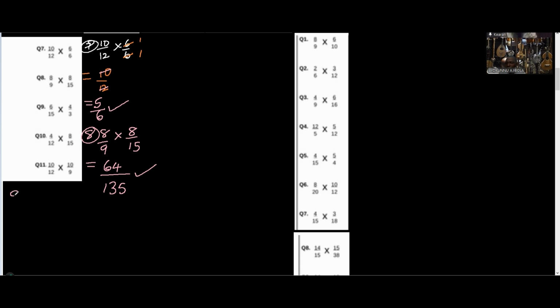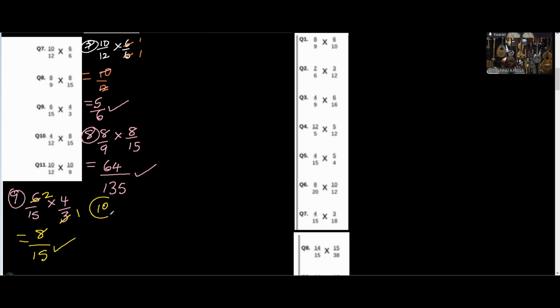Then number 9, we have 6 over 15 times 4 over 3. 3 can divide 6, so we divide it. 3 here 1, 3 here 2. So nothing is common again. 2 times 4 is at the top, that's 8, and 15 times 1 is at the bottom.